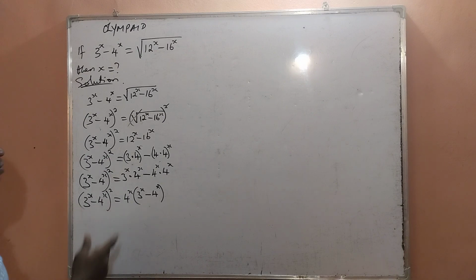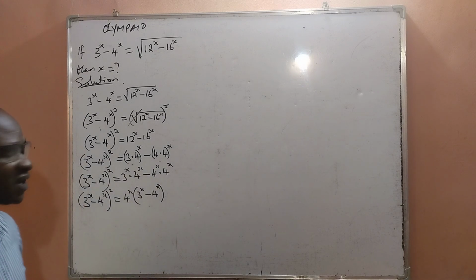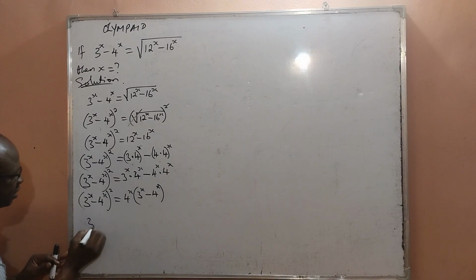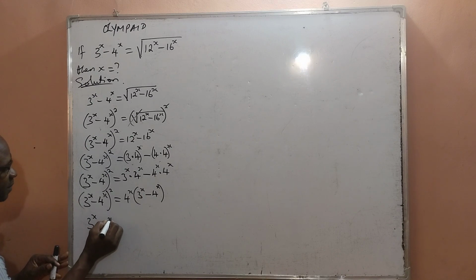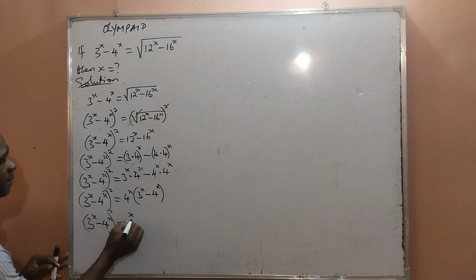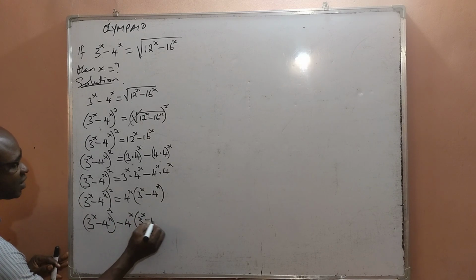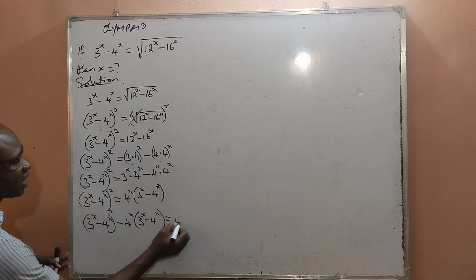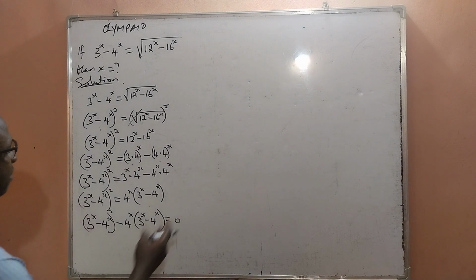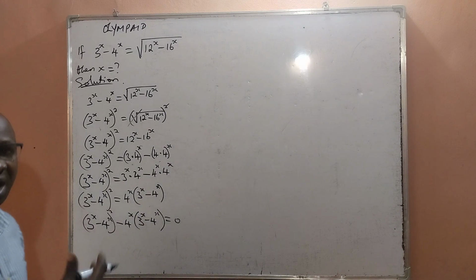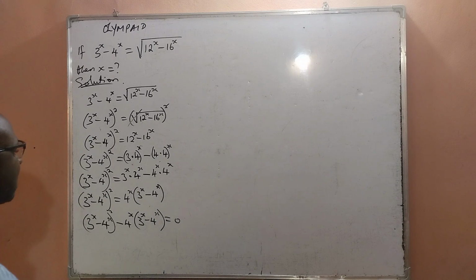Alright, I want to move everything from the right hand side to the left hand side, and that is going to give me 3 to the power of x minus 4 to the power of x all to the power of 2, then minus 4 to the power of x into 3 to the power of x minus 4 to the power of x, everything equal to 0. Because what I have on the right hand side is now moved to the left hand side, and on the right hand side I am left with 0. Okay, now what next should be done?